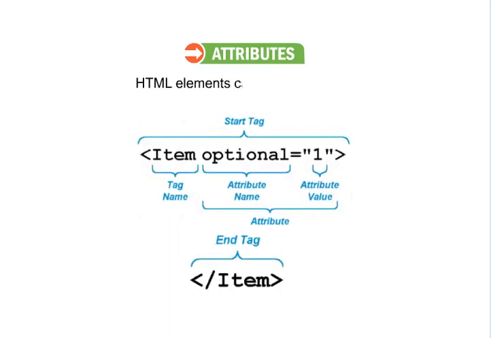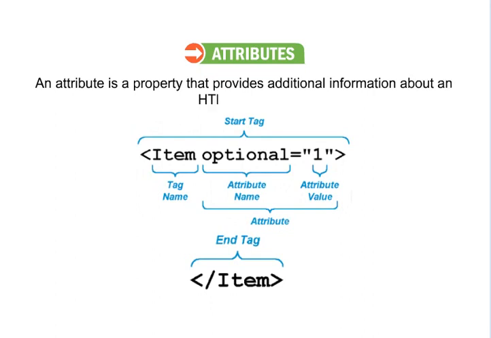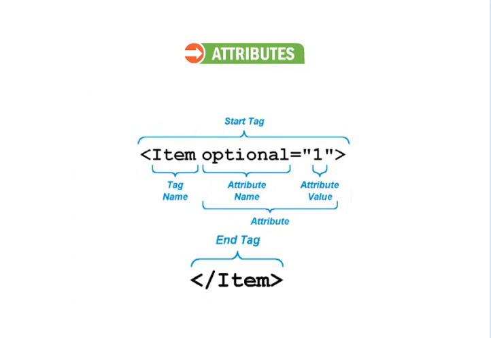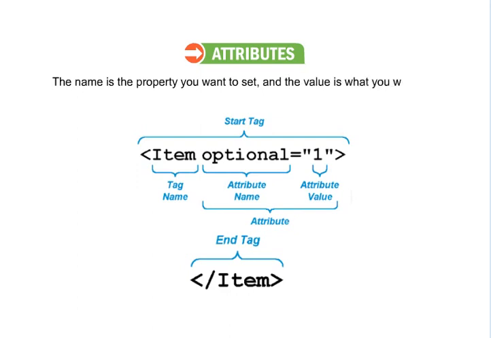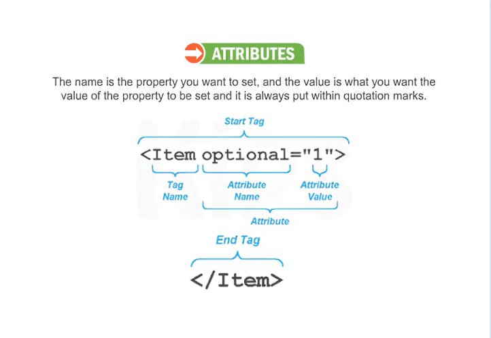Alright students, now let me tell you about attributes. HTML elements can have attributes. An attribute is a property that provides additional information about an HTML element. Attributes are always specified in the opening tag. All attributes consist of two parts, a name and a value. The name is the property you want to set, and the value is what you want the property to be set to, and it is always put within quotation marks.